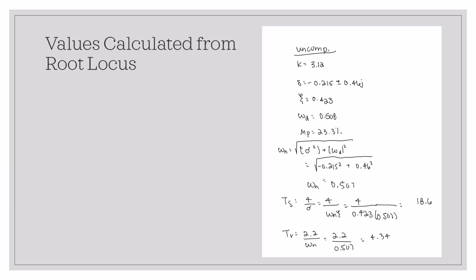From that root locus plot, you can go ahead and calculate the rest of the performance characteristics. So we found zeta, omega d, our poles, and our K. And we know our overshoot already, so you can solve omega n, rise time, and settling time from the equations that we've learned prior.